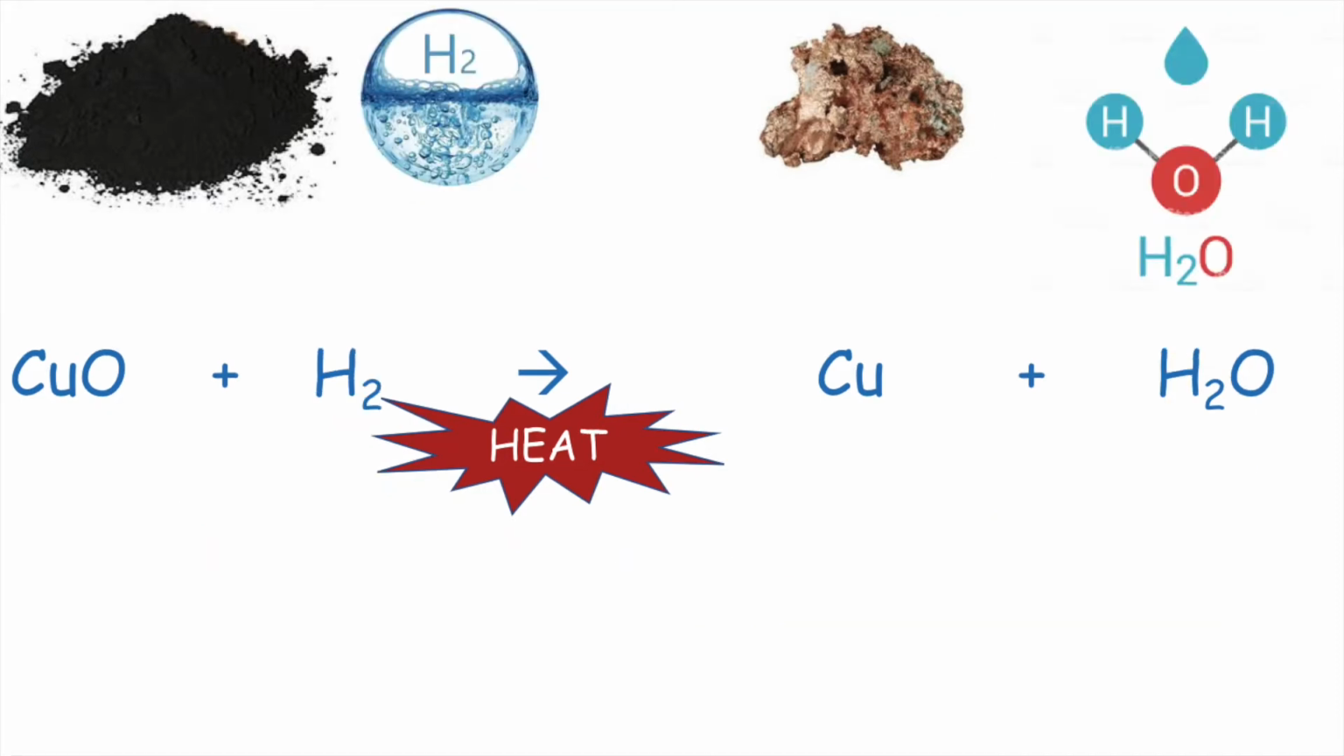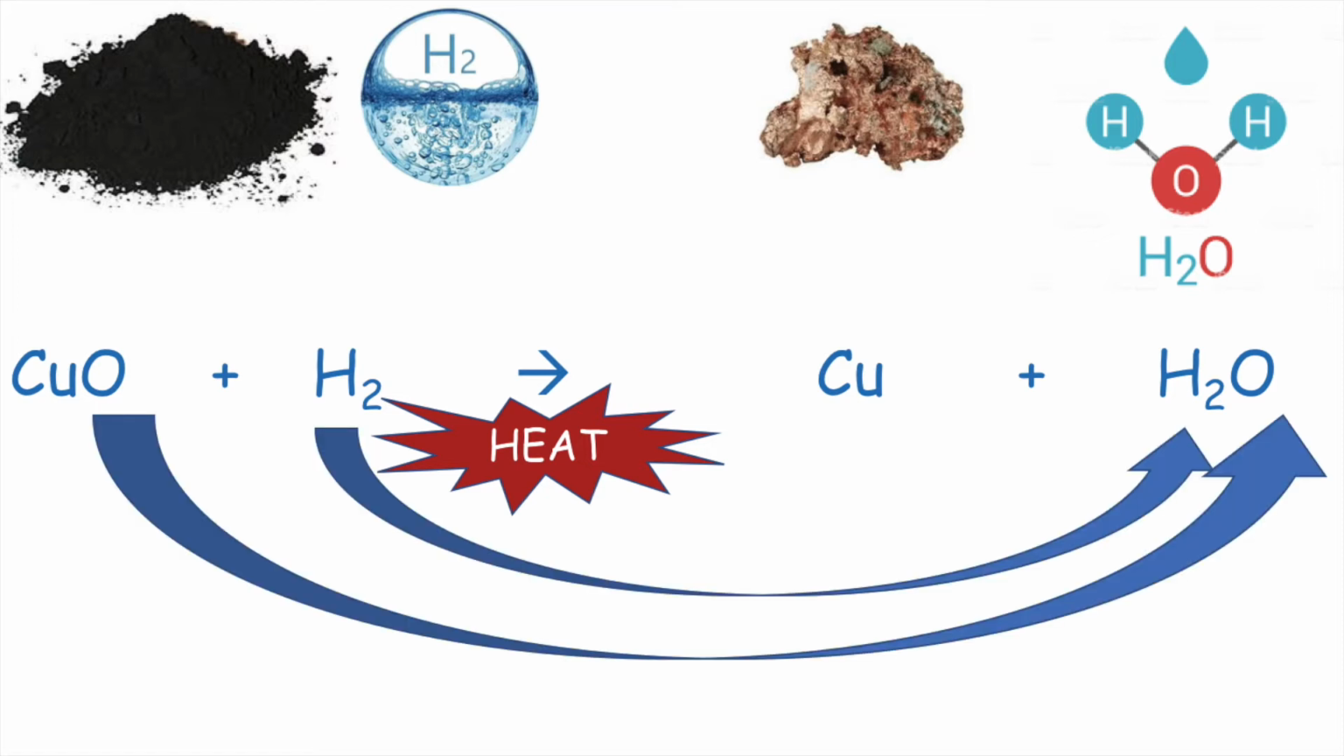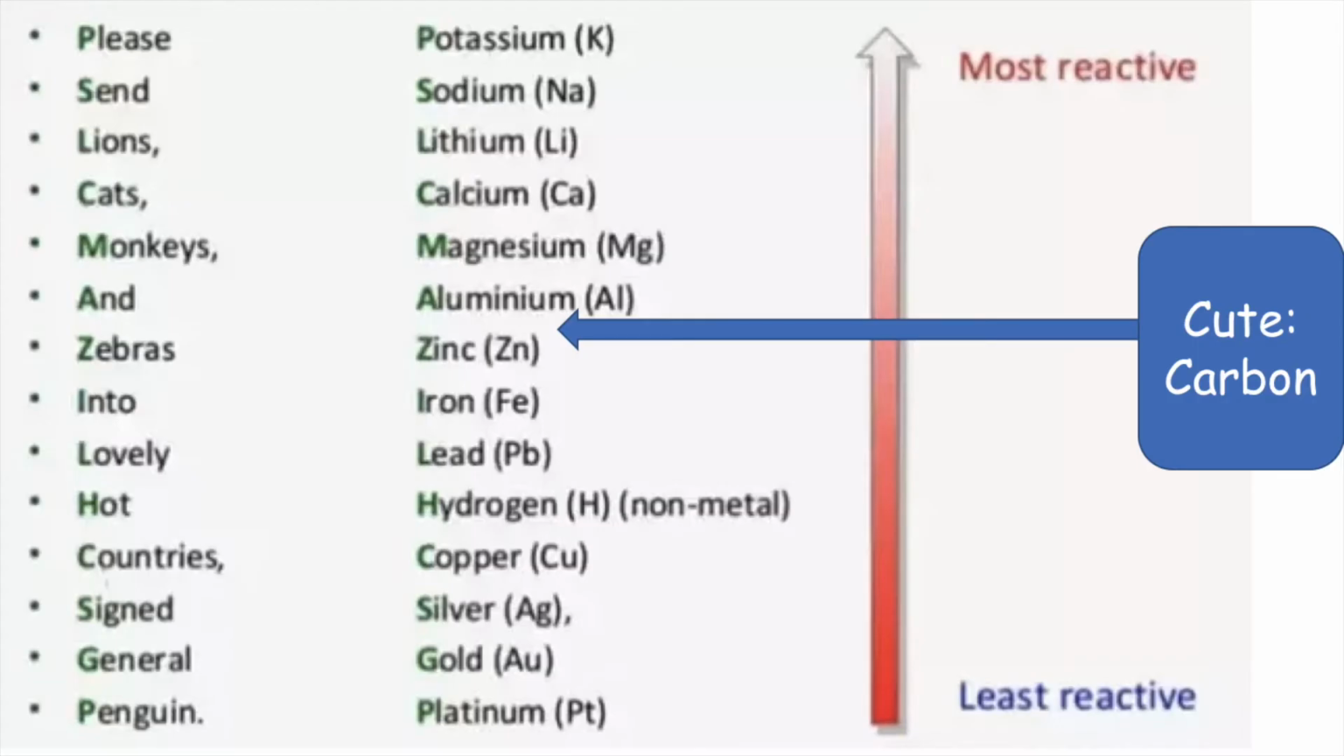So our other option is to heat the copper oxide with hydrogen. So this would give us copper and water, which would be in the form of steam because we've been heating it up. So earlier I told you that metals' reactivity can help us decide how it should be extracted.